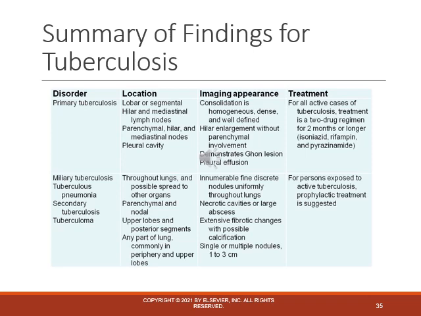Miliary tuberculosis is when you actually have lots of tubercles spread diffusely throughout the lungs, and this can actually affect the GI tract as well as just the lungs. So what it is, is small areas of bacilli that are then encapsulated in an inflammatory response, creating many small tubercles.